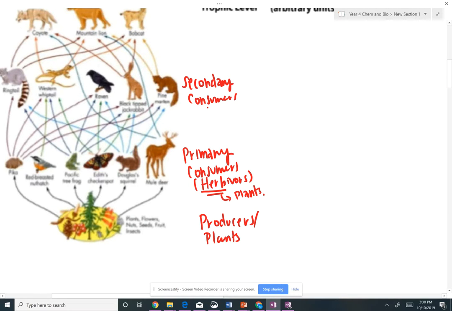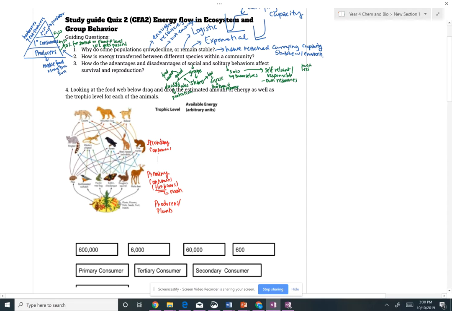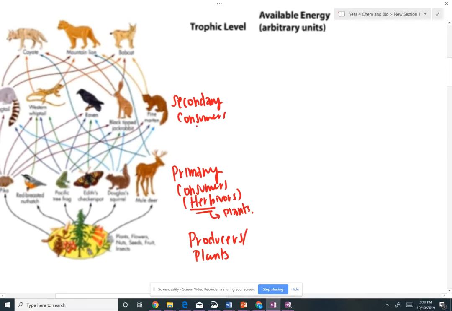Okay, guys, so as I was saying, we have our trophic levels here, and we're looking at our food web, and we're starting to label some of our trophic levels. So our plants are obviously going to be our producers. These guys that eat the plant are herbivores, and they are our primary consumers because they are the first ones that we have on there. The next one is our secondary consumers, and they can go either way.